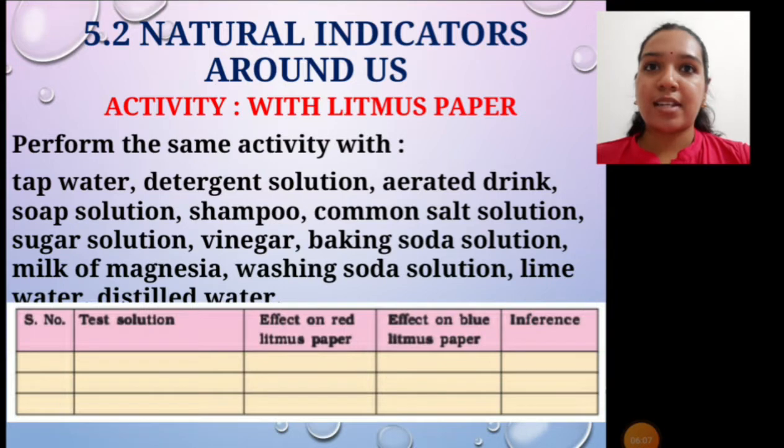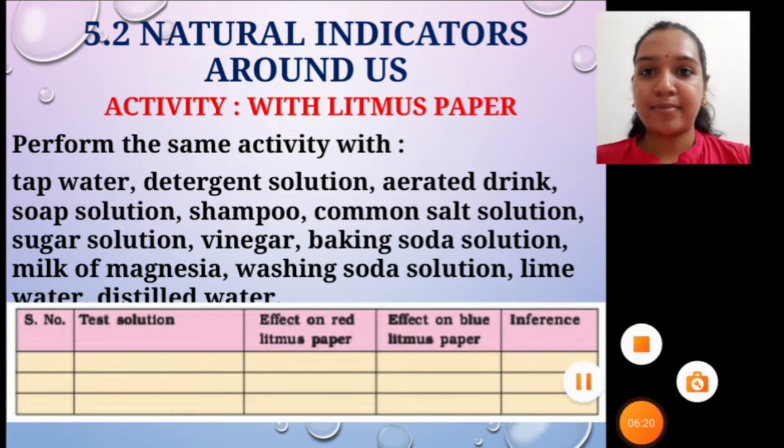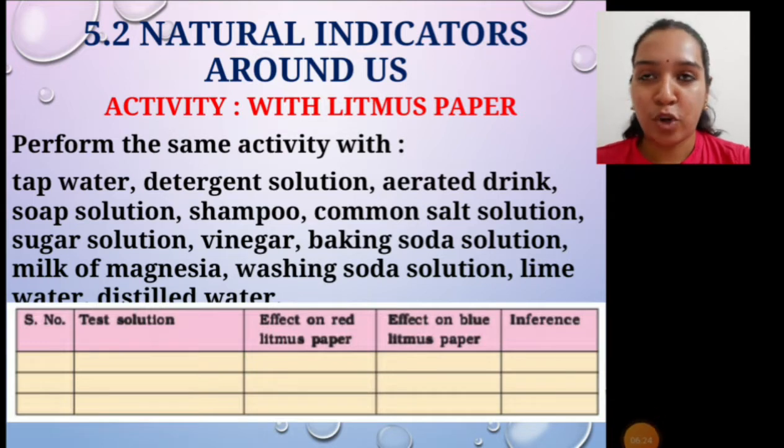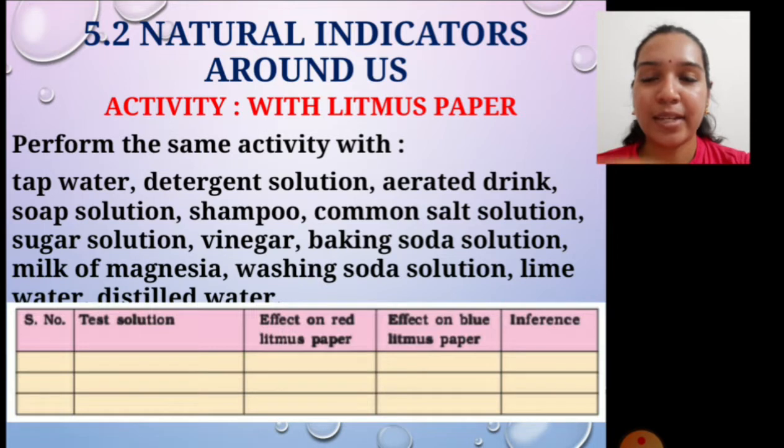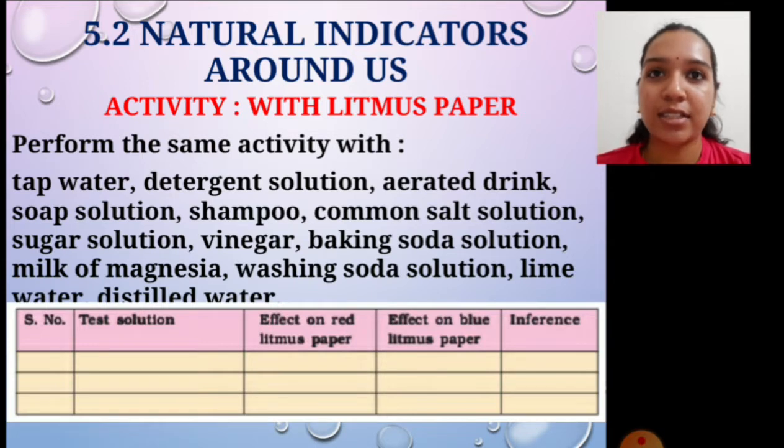Using the litmus strips, we have seen its activity with lime juice. Now let's see some more solutions that are usually available at home, like tap water, detergent solution, sugar solution, vinegar, etc. Here you can see the list of items that can be used for testing with a litmus paper to know whether the solution is an acid or base. Here you can see a table, and in your notebook you can list all these items in order and write down the results or the observations you have seen.